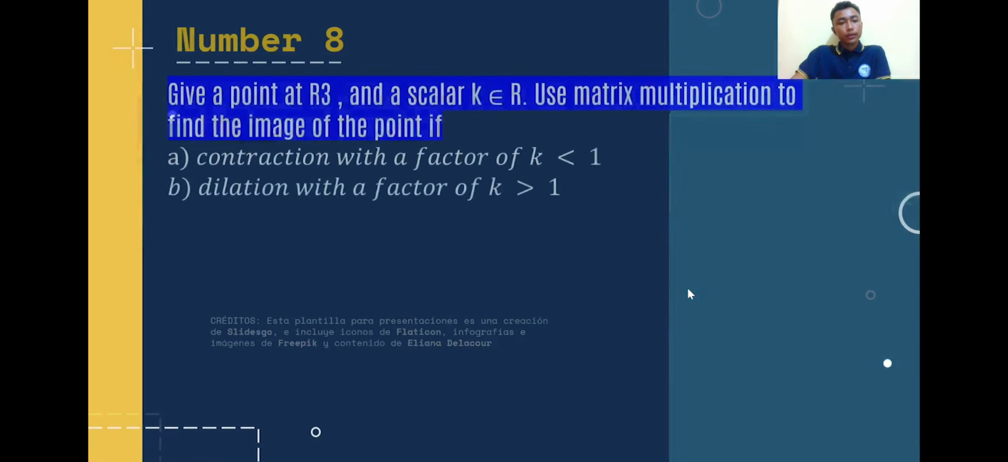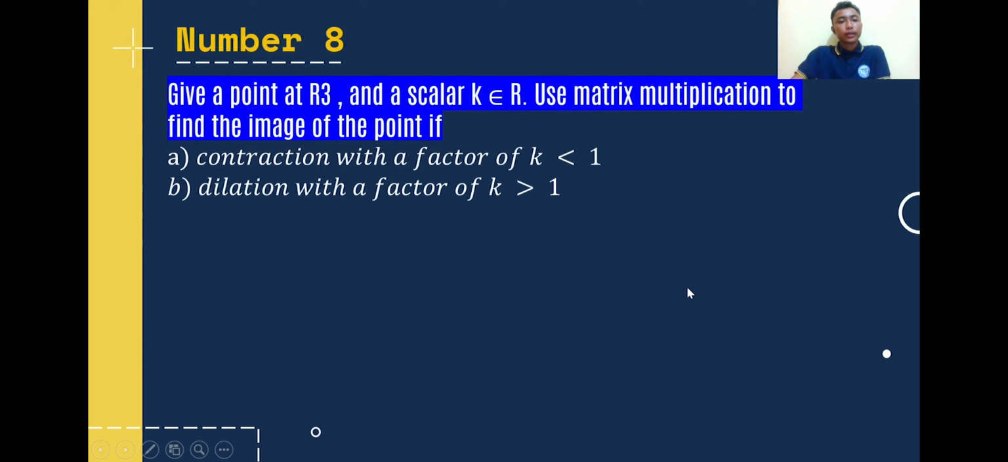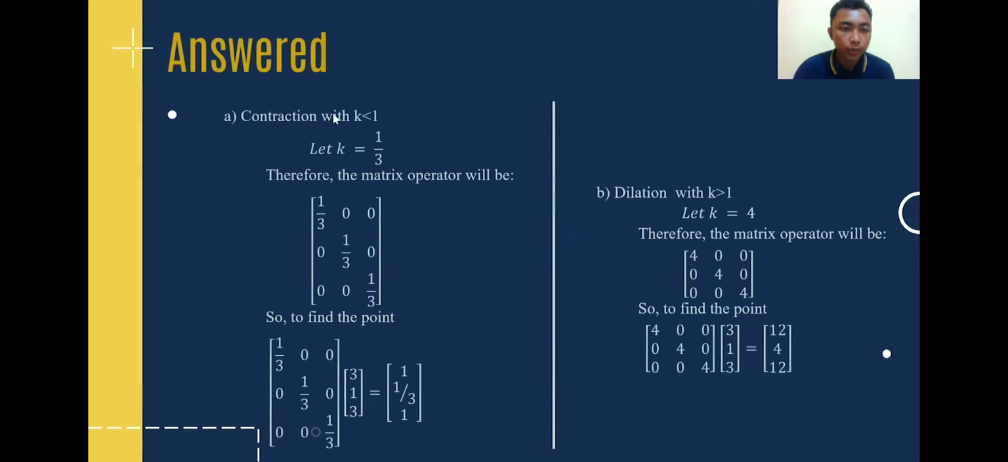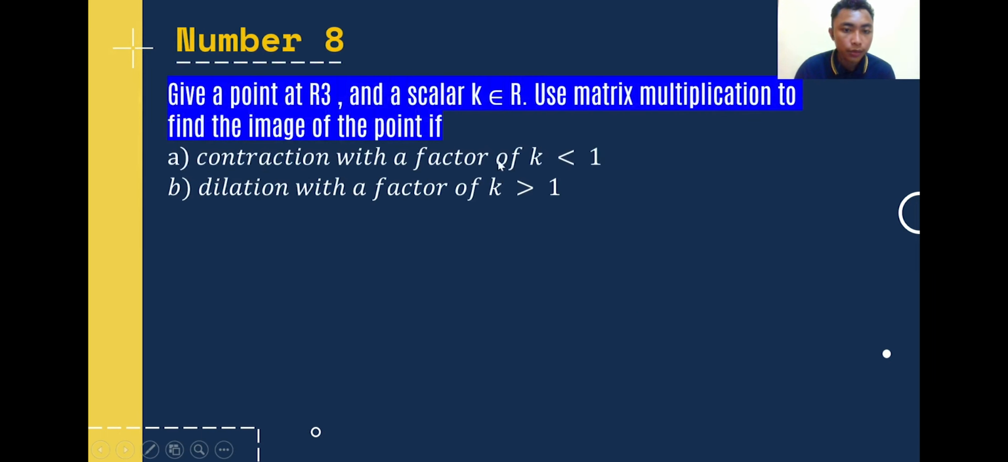So next is the number 8. Given a point in R3 and a scalar k, which is a real number, use matrix multiplication to find the image of the point. Oh yeah, I think in number 8 the question is not complete, but I think the answer is complete. First is contraction with the vector k.